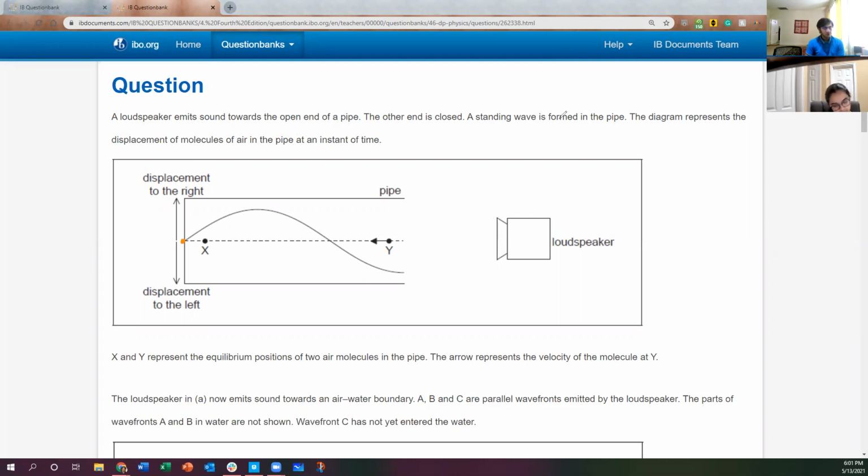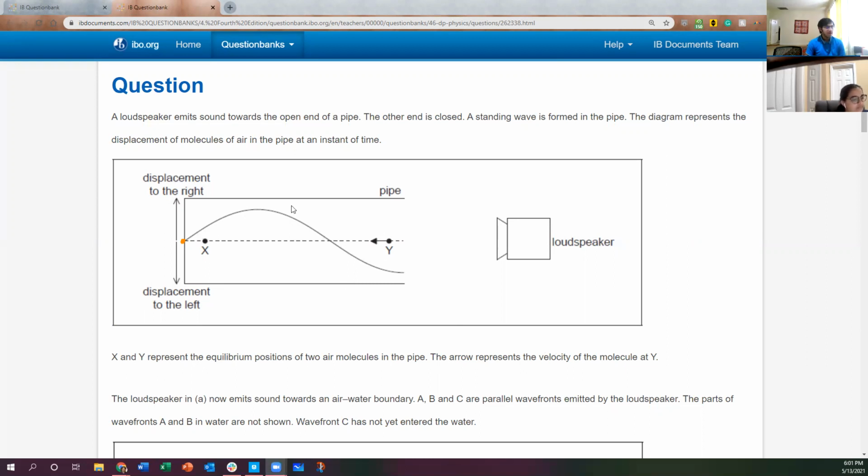Now, there's a standing wave that's formed, which is important, and you have the displacement of molecules in air. Okay, so here's a loudspeaker. Now you see that X and Y are equilibrium positions, and the arrow represents the velocity of the molecule at Y. So we can see that if the wave is to the bottom of the equilibrium, that means displacement to the left, which means the velocity of Y is to the left. Okay, so that makes sense.